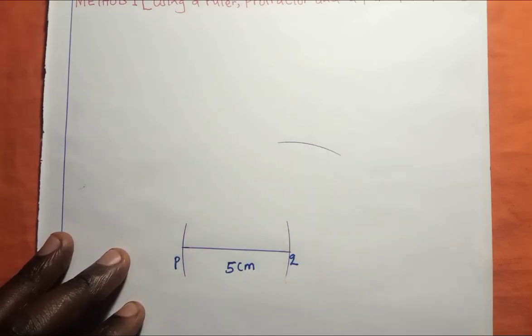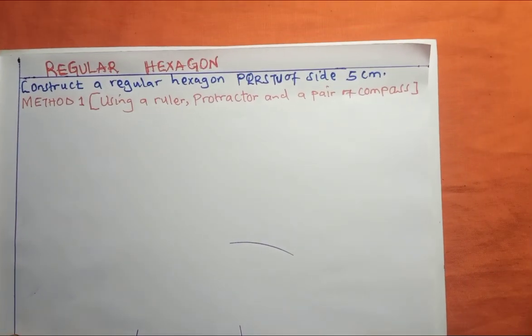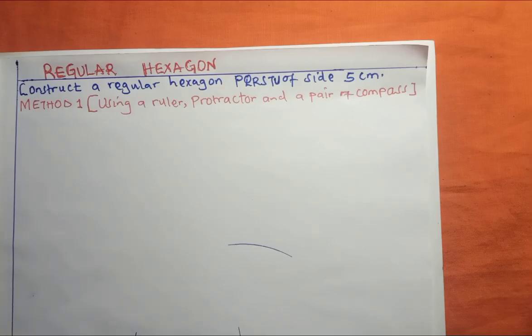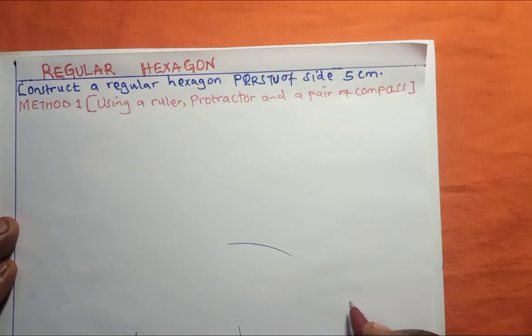And of course, now there is certain information that has not been provided here. So it is upon us to make sure that we have that information, the information of the angle. So we want to know how much each angle in this hexagon is going to be. For us to know that, I will use the formula for the sum of interior angles: you take n minus 2, and you multiply the result by 180 degrees.